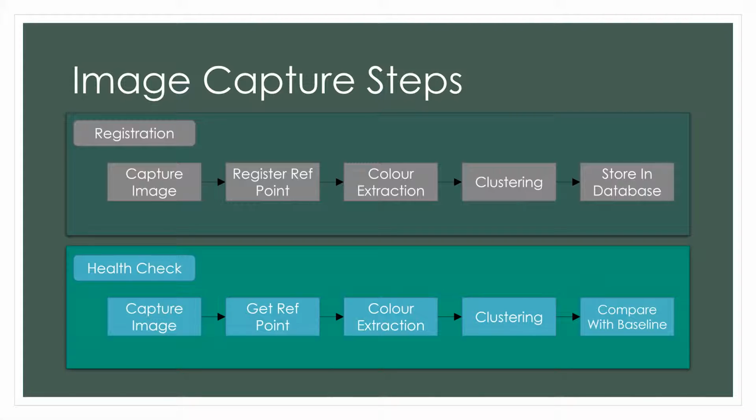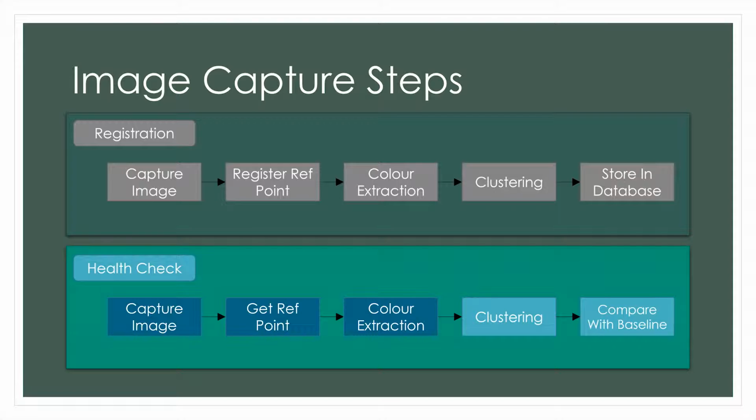The flow is similar to registration, where it starts with capturing an image. Then the system will use the registered reference point to extract color from the image. The same clustering program then clusters the color. The result is then compared with the baseline in the database. Now let's look at how it looks.